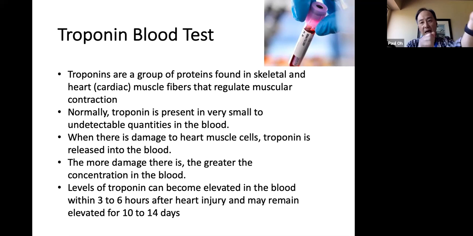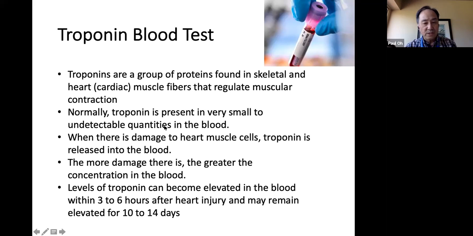If we draw one out of your arm, we can look for measurement of substances that go higher as a signal that the heart muscle has been damaged. The modern test for this is called troponin. Troponins are a group of proteins found in the heart muscle fibers. Normally, they help with muscle contraction, but if those fibers and cells have broken down, this troponin substance leaks into the bloodstream.